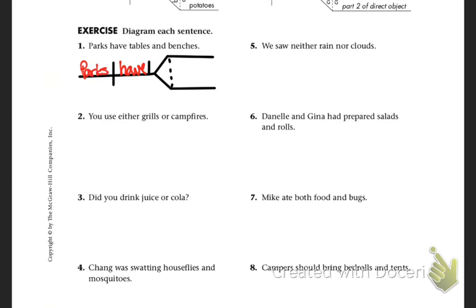Okay, what goes on the parallel lines? Tables and benches, right? Where does and go? In the triangle, right? There you go. Okay.